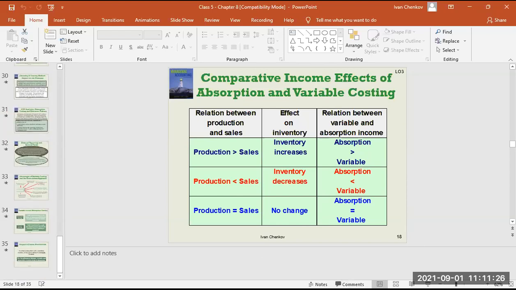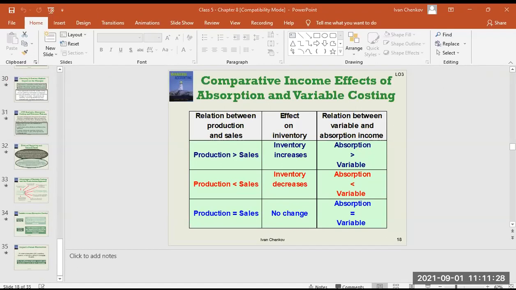And that's your chapter 8, absorption versus variable costing and the two methods.